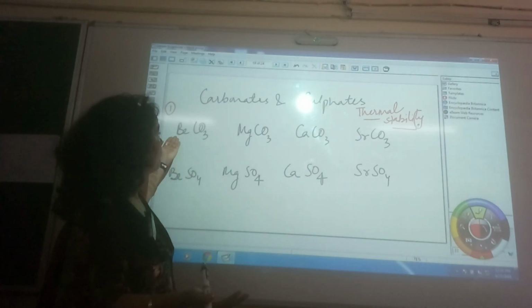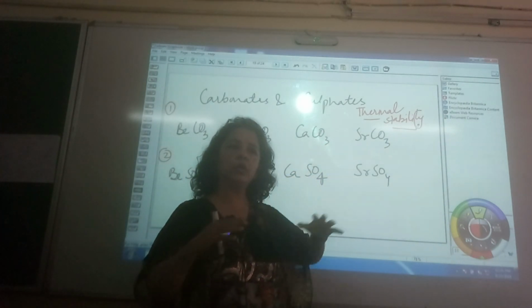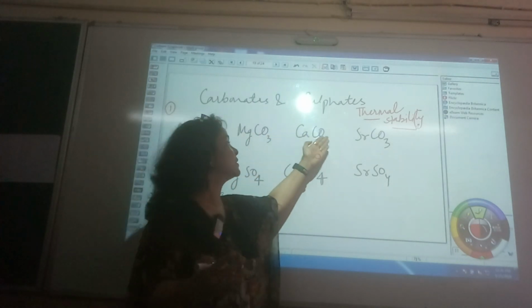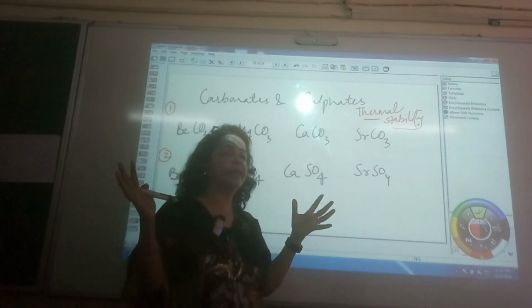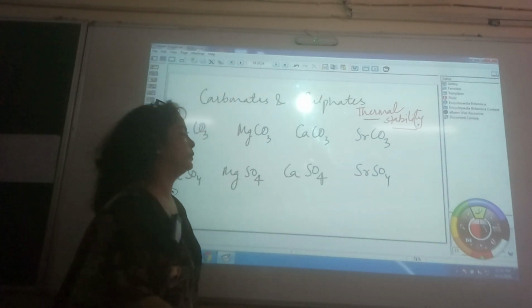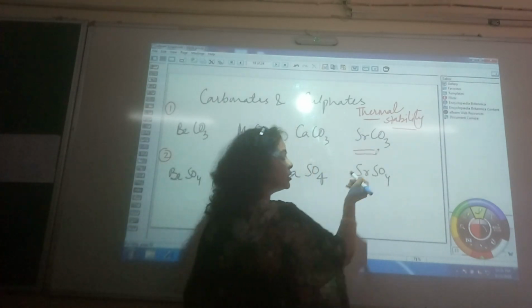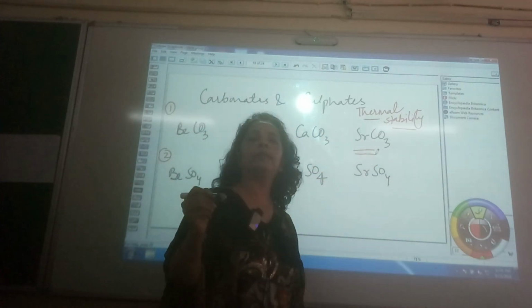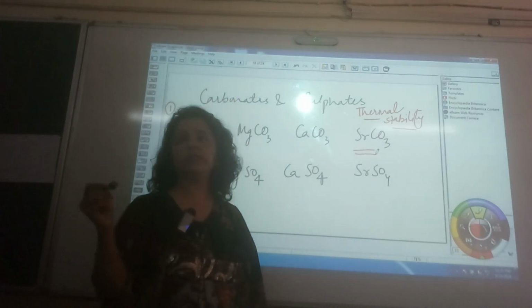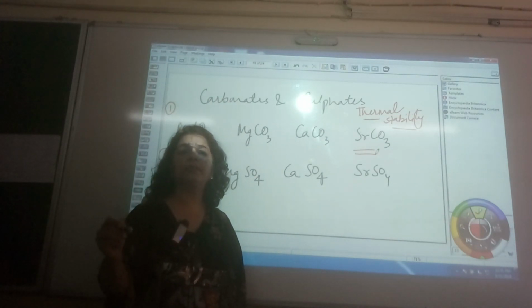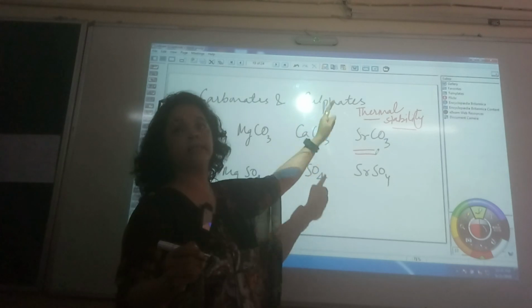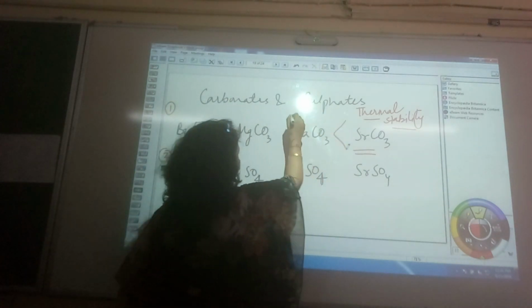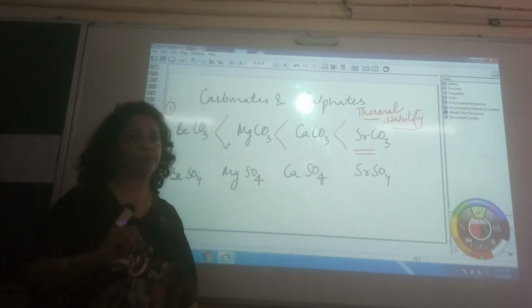So, as I move from beryllium to strontium, the size goes on increasing. If the size is increasing and we know that the anion is also larger in size, which out of them would be a more stable compound? The one which has a larger cation and a larger anion. So, strontium carbonate becomes the most stable. The bond is strong, so even if you heat it, it remains stable. So, it is thermally stable. The bond does not break easily. Hence, the order of thermal stability becomes this.